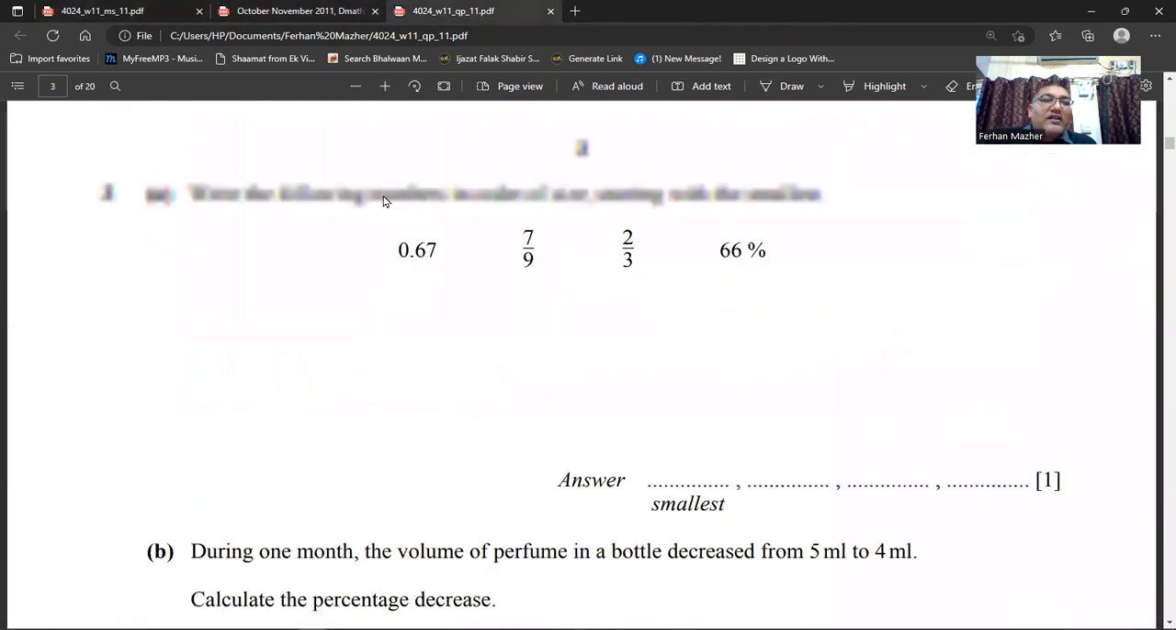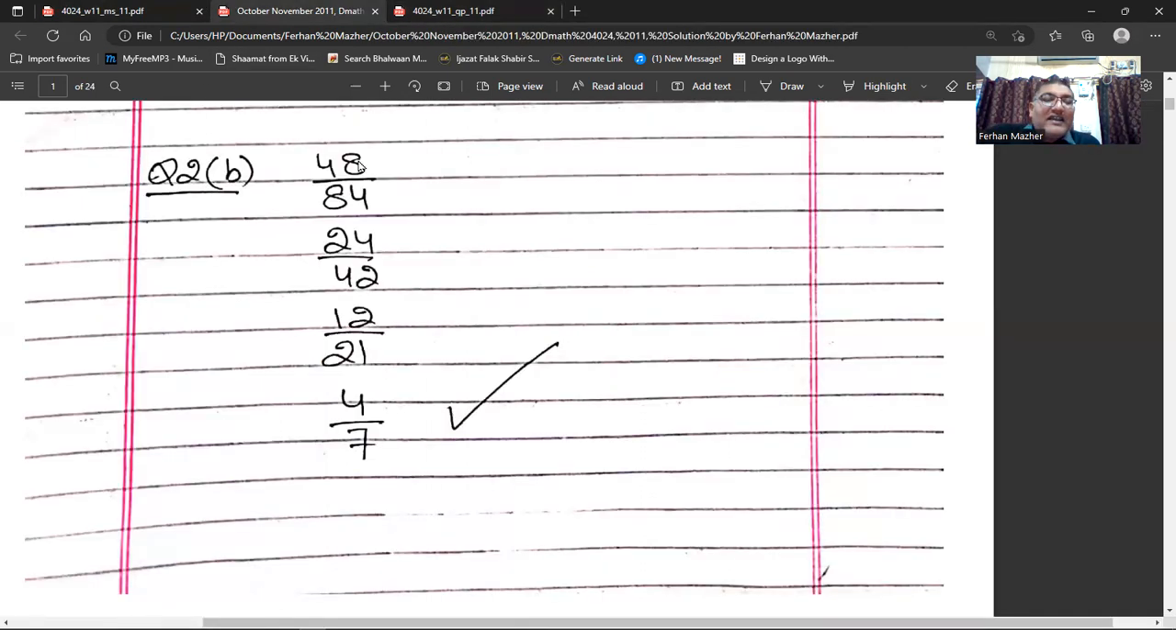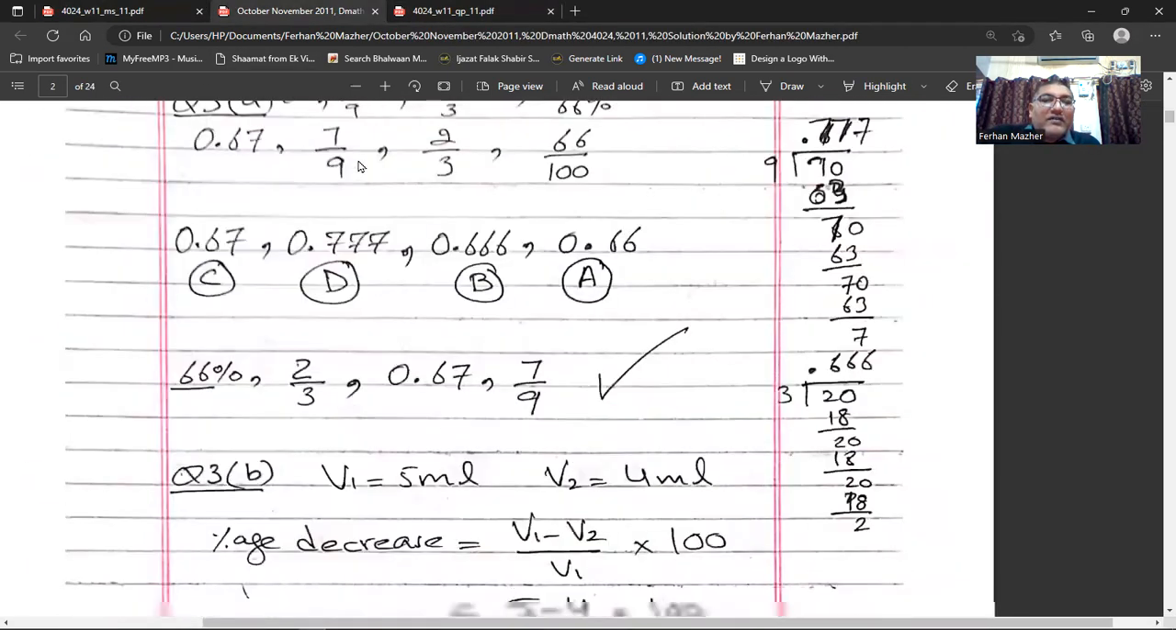Okay, so we are going to the next question, question number 3. Write the following numbers in order of size, starting with the lowest. Here we have 0.67, and then we have 7 divided by 9, then we have 2 by 3, then we have 66%. So I will convert them into decimals, and let me show you. Here we go.